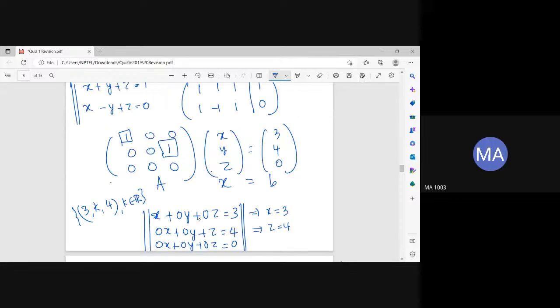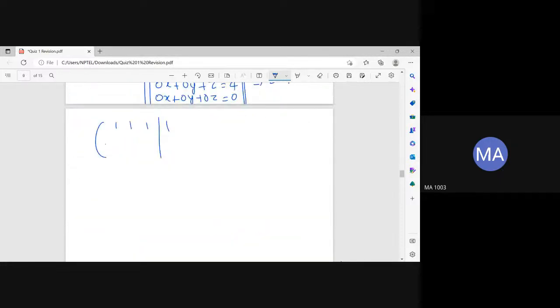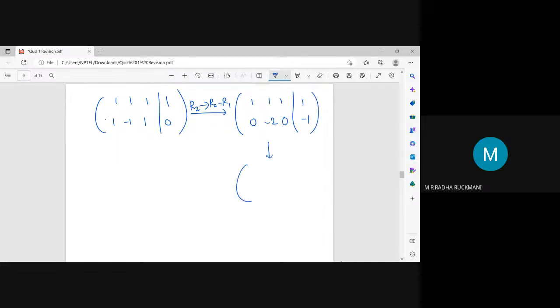Okay, let me solve the system. This has been lying for a long time now. 1, 1, 1, 1. 1, minus 1, 1, 0. Can it have a unique solution? No, ma'am. You have three variables and two equations only, so you cannot have a unique solution, definitely. Let me reduce this. R2 is R2 minus R1. So 1, 1, 1, 1, 0, minus 2, 0, minus 1. Ma'am, one second, ma'am.